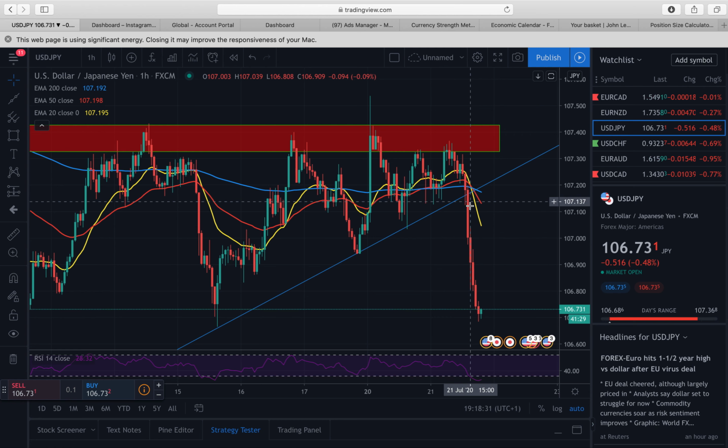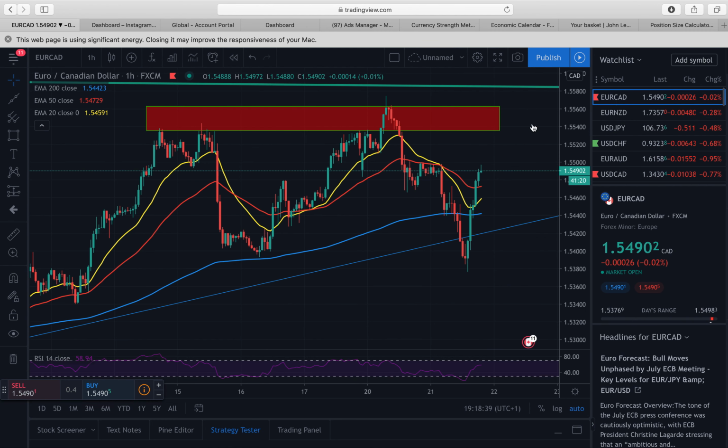We could have held on and made an absolute ton more profit, but it's just one of those things. Hindsight's a beautiful thing, isn't it? Anyway, moving on to Euro CAD. This was a nice trade too. We got out at the right time, as you can see, it's reversed.